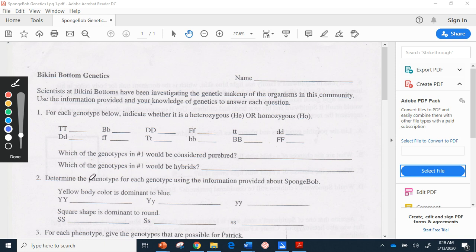So now we're going to determine the phenotype, being the physical characteristic, for each of the genotypes using the information provided about SpongeBob. Here it tells us that yellow body color is dominant to blue. So these genotypes and phenotypes we're going to use down here in a little bit. Bob has the genotype capital Y. We know yellow is dominant to blue, so his body color would be yellow.